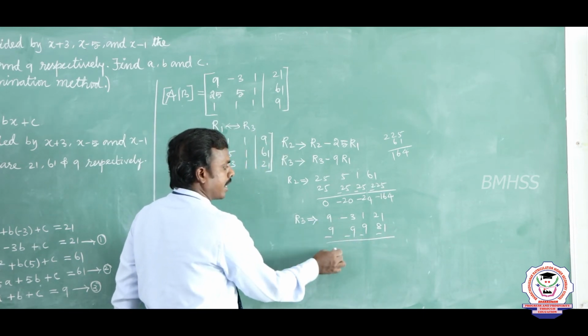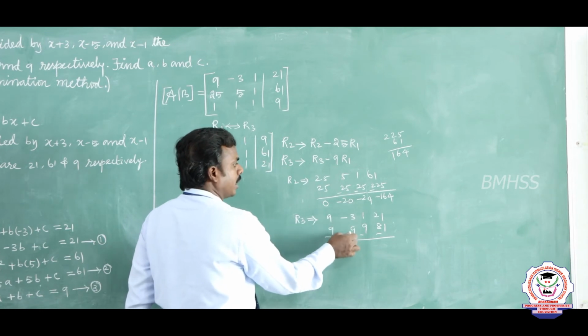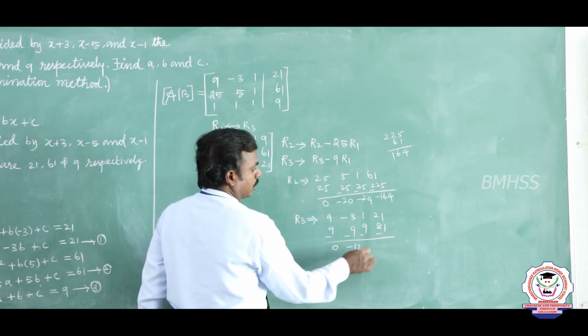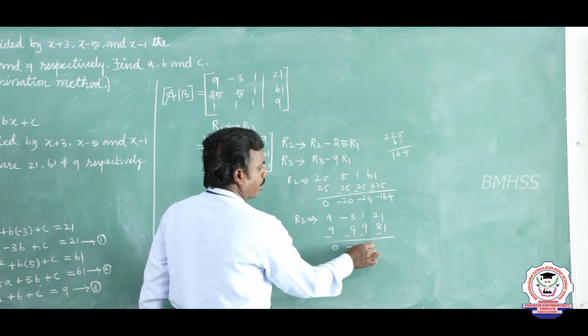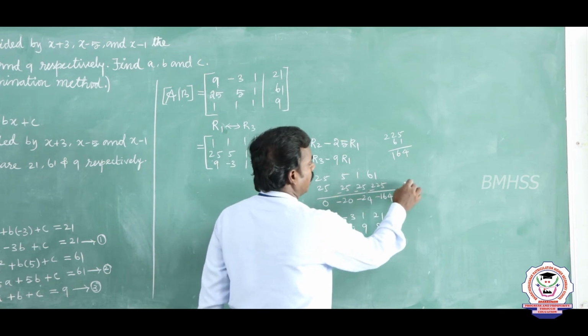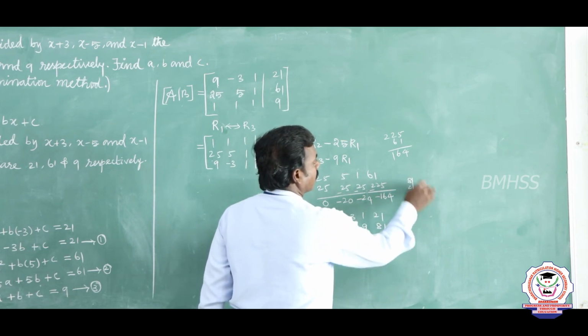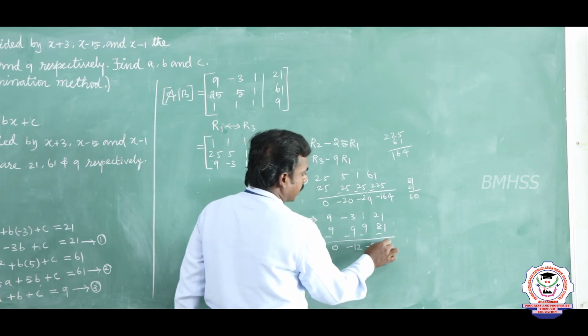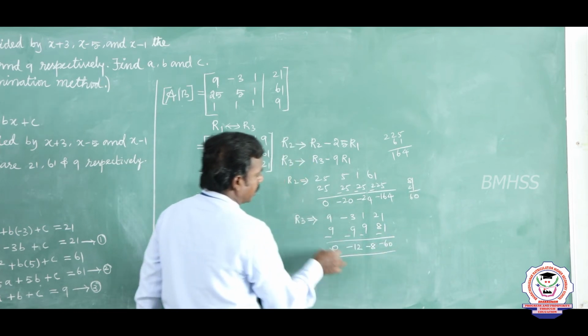Listen to this. 9 minus 9 is what? 0. Minus 9, minus 3, minus 9, minus 12. Listen. 1 minus 9, minus 8. Now minus 81 plus 21. Very simple. 81, 21. So after the cancellation, 1, 1, 0, 8 minus 2, 6. So minus 60. This is in the third row.